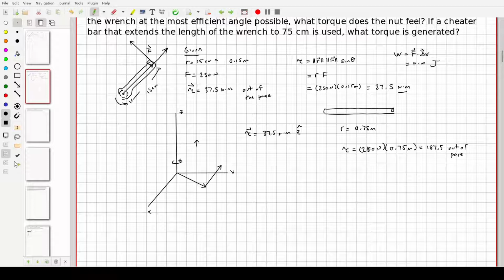Okay. Now, as you can see, if we just use the wrench itself, it's 37 and a half Newton meters. If we add a cheater bar into the mix, by extending the length of the handle, we've generated substantially more torque. It's because what you're doing here is changing the rotational motion. You're starting from rest and causing it to accelerate like this. So that's the reason why we say torque is the rotational analog of force. It causes angular acceleration. Okay?